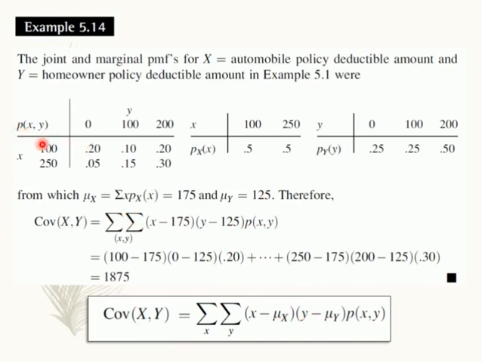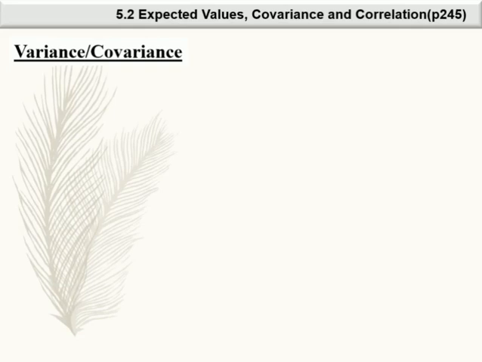So that's 100 and 0, 100 and 100, and so on. So x will be 100, y is 0, and then the probability for 100, 0 is 0.2. So you do this for all 6 of these different ones, and you get that. But like I said earlier, we're not going to use this formula most of the time. We're going to use a shortcut. So let's have a look at that.